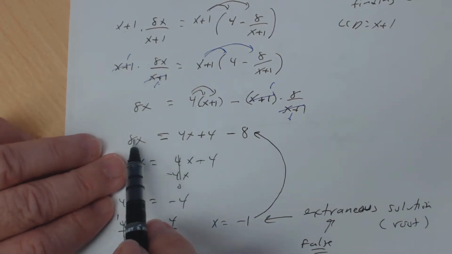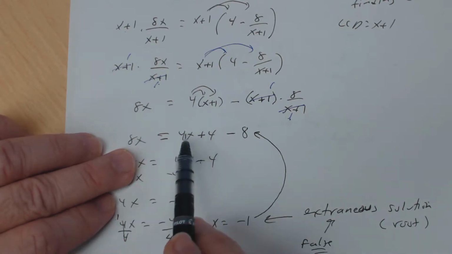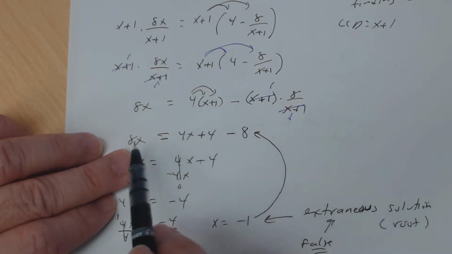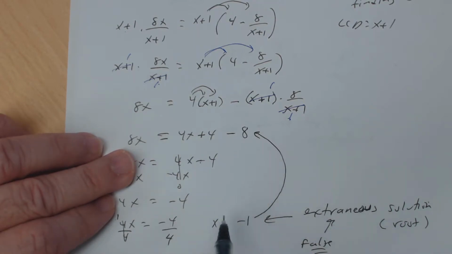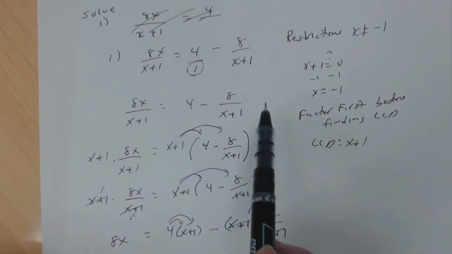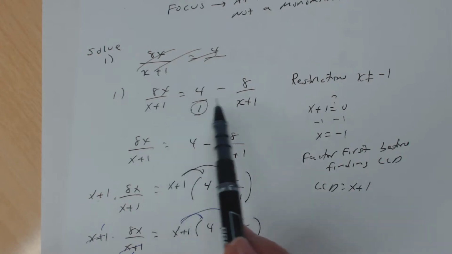Because check. 8 times negative 1 is a negative 8. 4 times negative 1 is a negative 4. Negative 4 plus 4 is 0. And 0 and the negative 8 is negative 8. So negative 8 equals negative 8. Negative 1 is a solution to this. But it is not a solution to the rational equation.